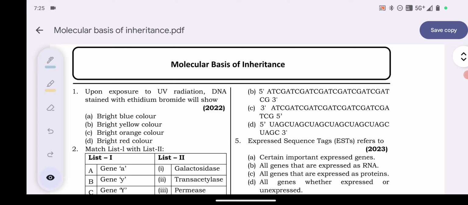Question number 1. Upon exposure to UV radiation, DNA stained with ethidium bromide will show bright blue color, bright yellow color, bright orange color, bright red color. Here your answer will be option C, bright orange color. Explanation: in recombinant DNA technology, the separated DNA fragments can be visualized only after staining the DNA with a substance known as ethidium bromide, followed by exposure to UV radiation, and the color will be bright orange. Option C is the answer.